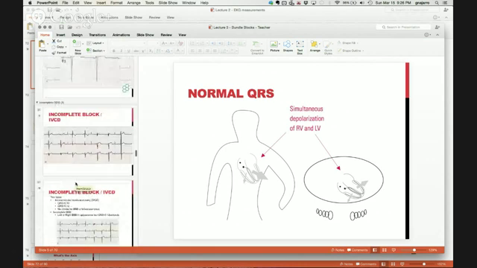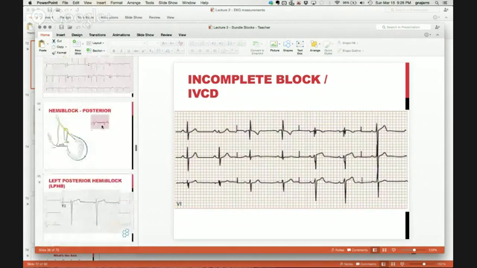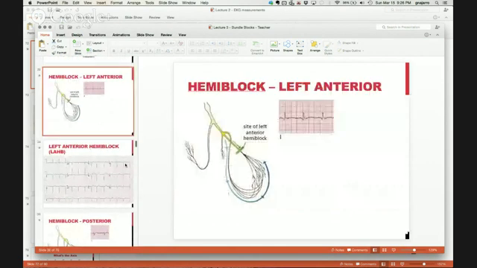So what you see is something like this, right? We see an RSR prime pattern here, but it's narrow. This is an example of an incomplete bundle branch block. Now, the diagnosis of hemiblocks can only be made when there's no other reason for an axis deviation. And I think I put that in the notes section here.